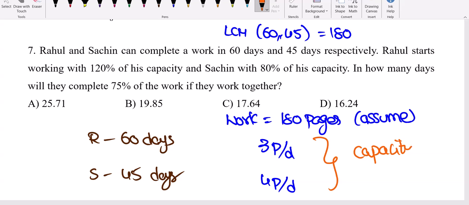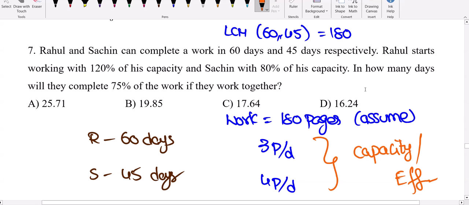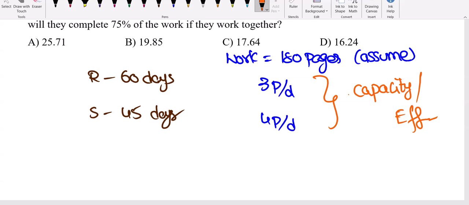Capacity or efficiency. In other competitive exams, they'll say Rahul is this, Sachin is this, together what is the time taken to complete? That's it. But here, they are not working up to their capacity directly. Rahul is working 120% of his capacity. His capacity is 3. Rahul is 120% of 3.